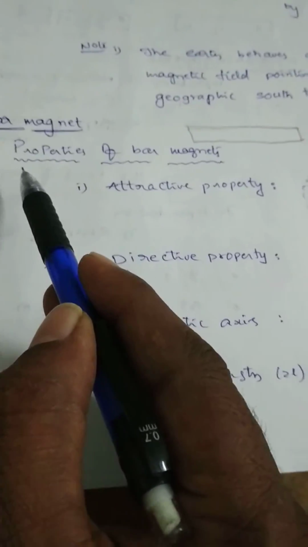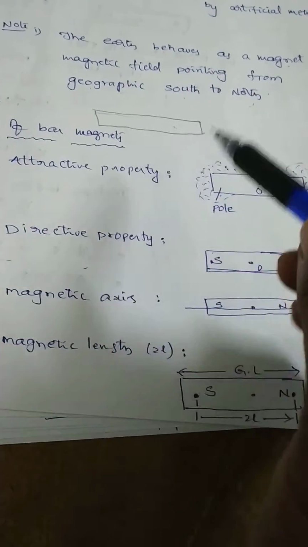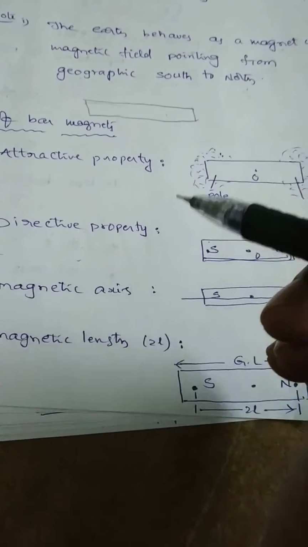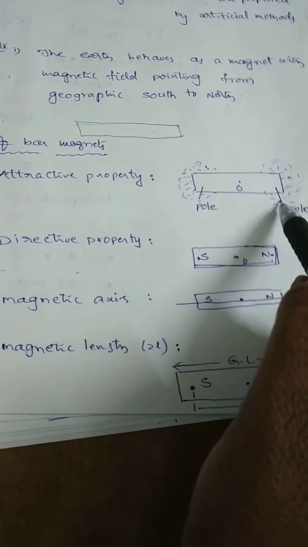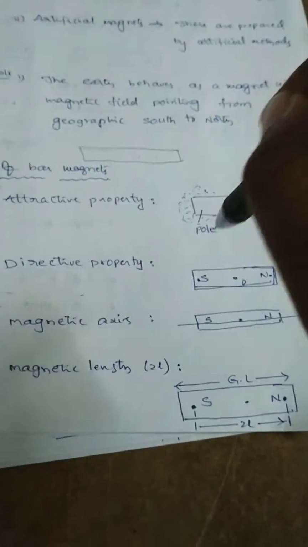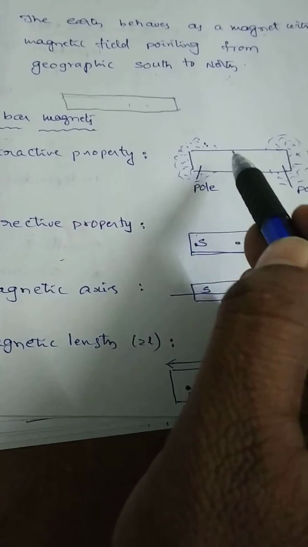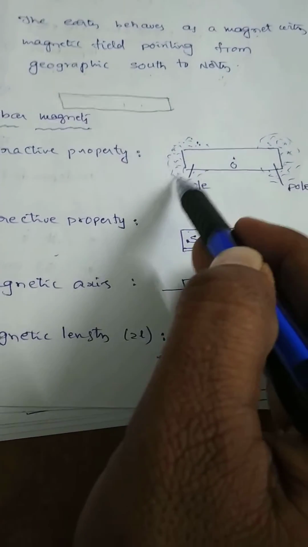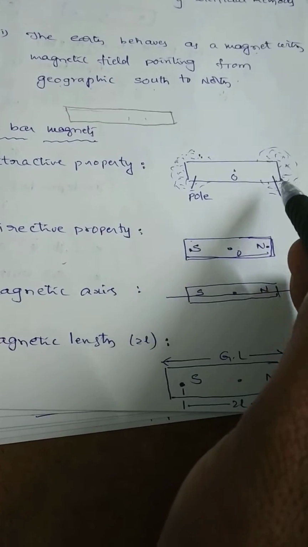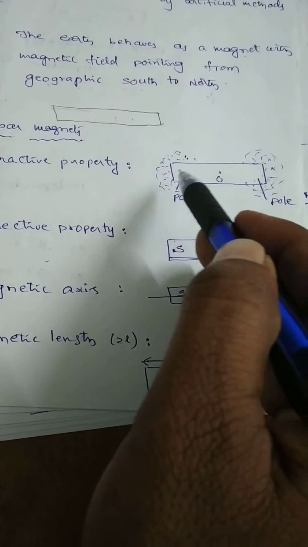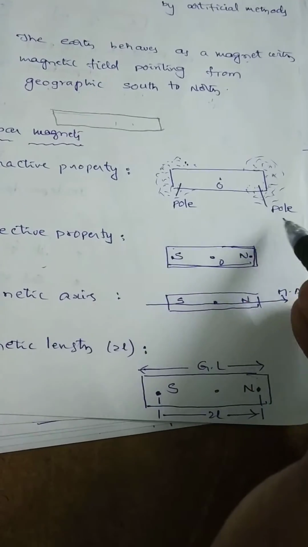What are the properties of the magnets? Suppose the bar magnet is completely immersed in iron filings. Iron filings means small iron pieces. When the bar magnet is completely immersed inside the iron filings, it is observed that more iron filings are concentrated at the ends of the magnet. That's why the total magnetic property or attractive property is concentrated more at the ends of the magnet. So they are called the poles of the magnet.